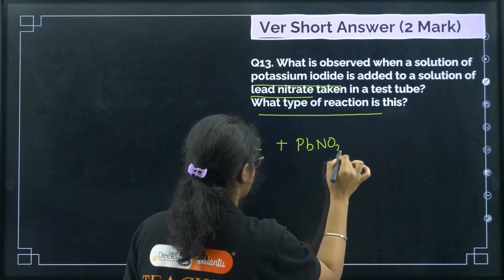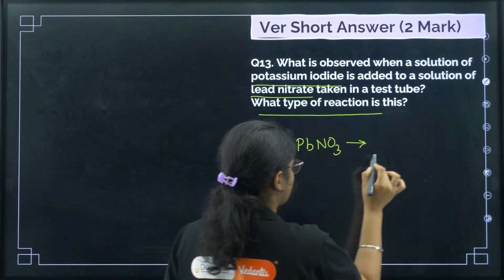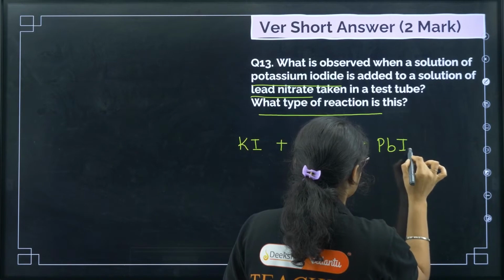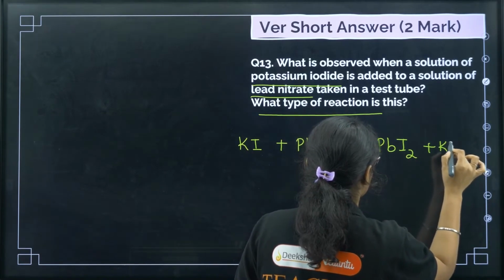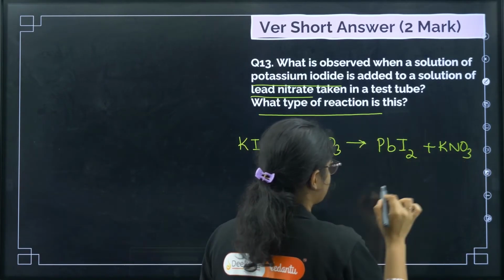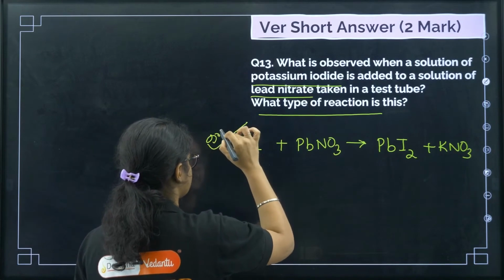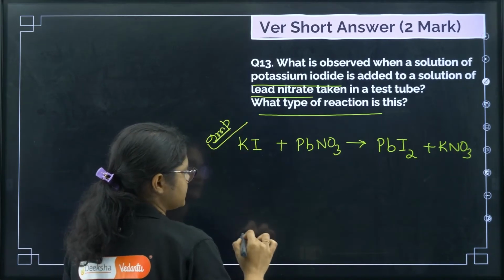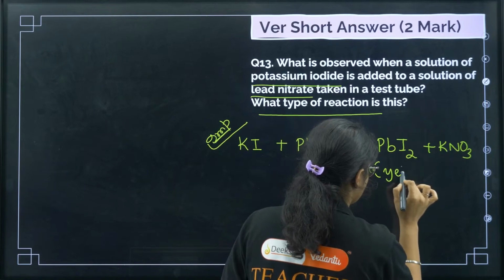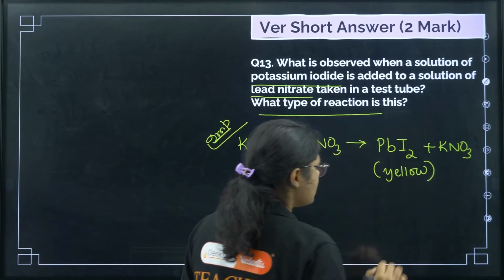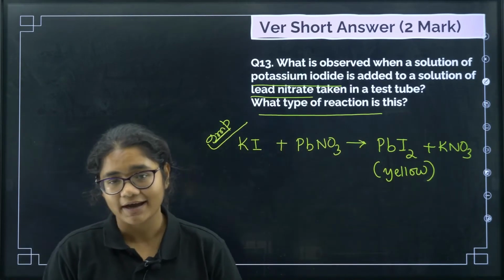I think we have written this reaction already before. So if these two react, I will get PbI2 plus KNO3. You see in how many questions this reaction is asked, right? So this is a really very important reaction. Now this is a yellow precipitate. Okay. Now is writing this reaction the correct answer?